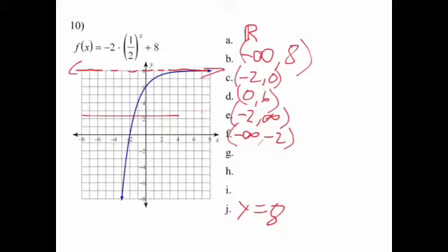G, where is my function increasing? Travel from left to right. This one is going up everywhere. So from negative infinity to infinity is where my function is increasing. If it's increasing everywhere, it's definitely not decreasing anywhere. So is that.